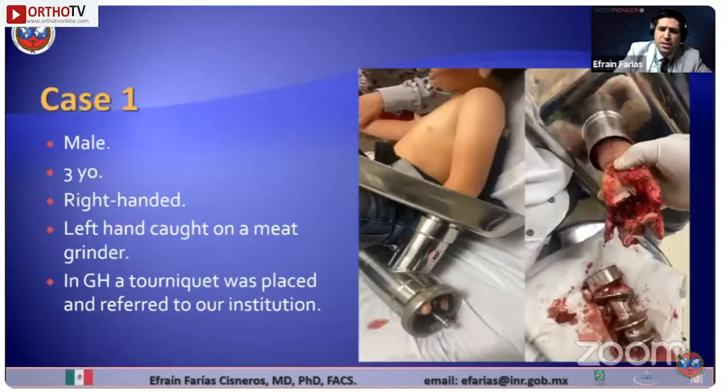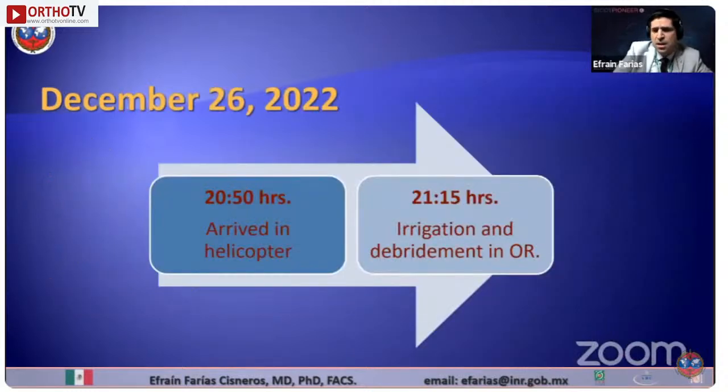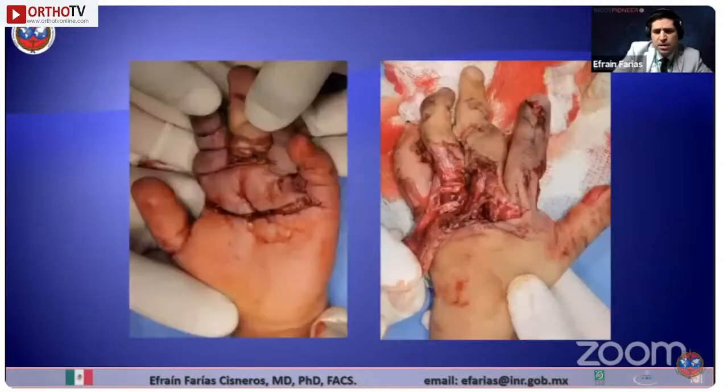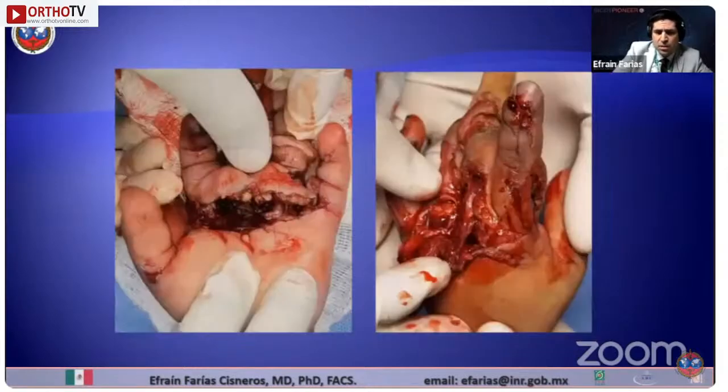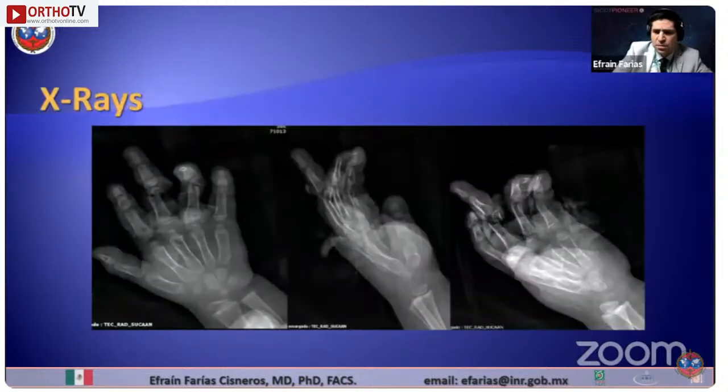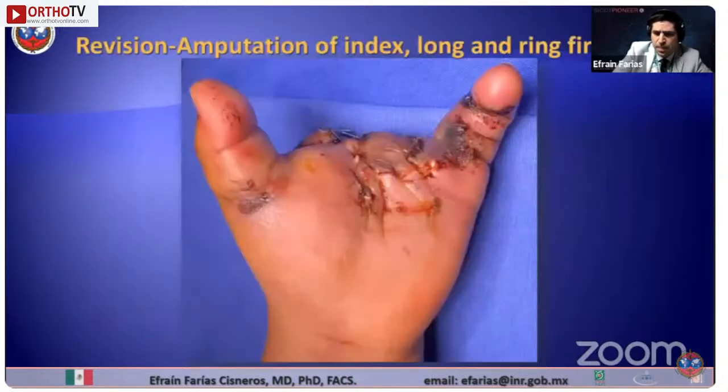And here are some clinical cases. The first is about a three-year-old boy whose left hand got caught in a meat grinder. He was initially treated at a general hospital, a tourniquet was placed, and he was sent to our institution where an initial debridement was performed. The evaluation showed poor vascularity of the index to ring fingers with severe damage to tendons, vessels, nerves, and bones of the three central digits.